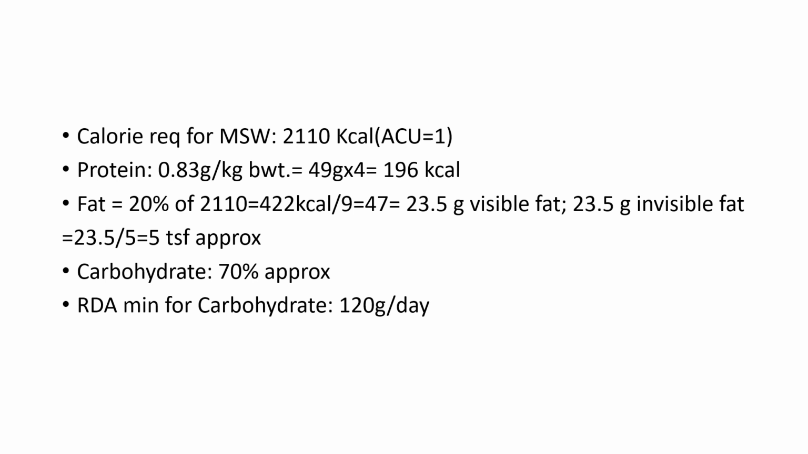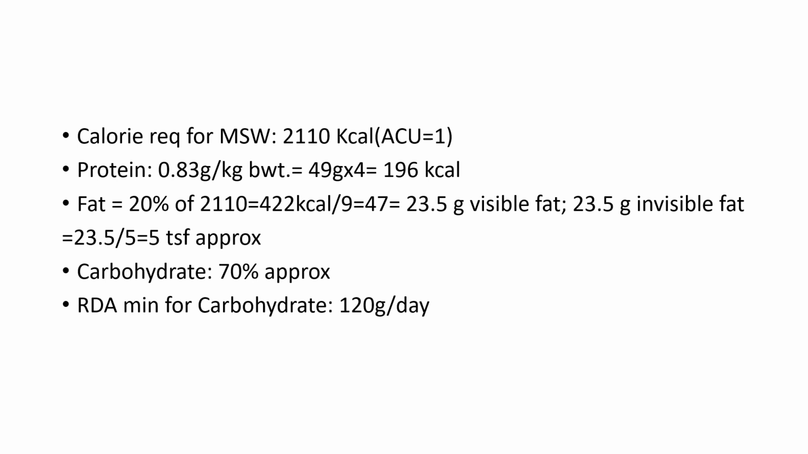And in this 2110 kilocalories, the protein has to be according to the body weight. So presuming the body weight is 60 kilograms, it is 0.83 grams per kg body weight, which amounts to 49 grams in a 60 kilo body weight adult male student. And then we know that each gram of protein yields 4 kilocalories of energy. Then 49 grams will yield 196 kilocalories.